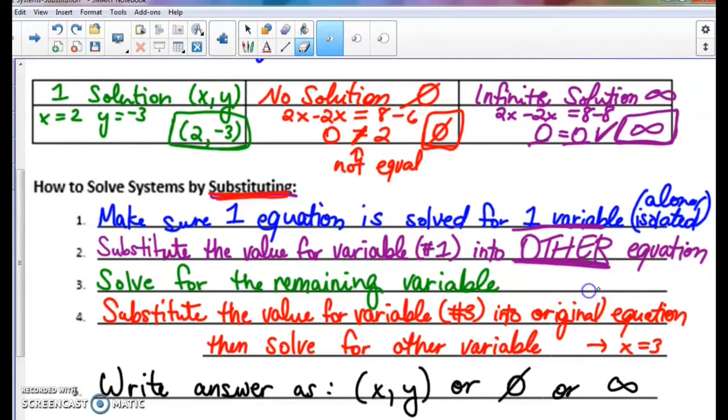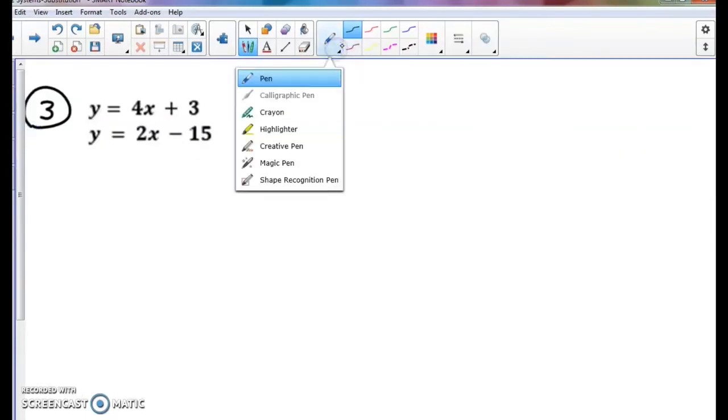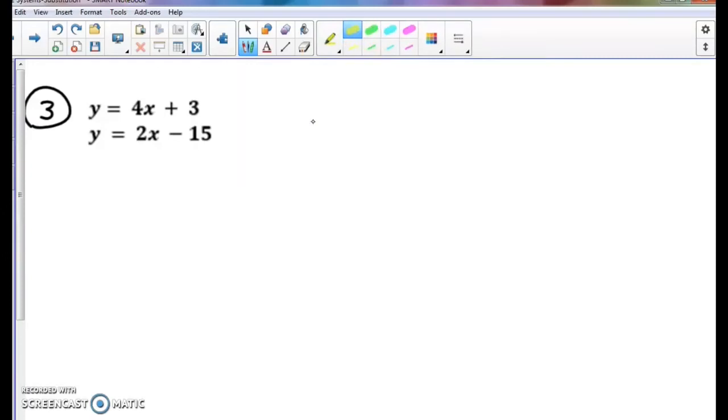Some of you all may have noticed I had a slight magic just a second ago because I realized I did not have enough room to write out all of my step 4, so those of you all noticed, good job. So the first thing we look at to see is if we have one variable solved for, so one equation with one variable solved for. And if you look, this one we do. We have y equals, by itself, 4x plus 3. But if you look down here, I also have y by itself equals 2x minus 15.